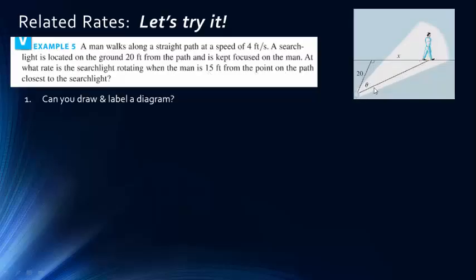And it's asking what rate is the searchlight rotating? Well, that's an angular measure, so we're going to have to use some trig here, okay? So we're given this value, we're given this value, so what do I know about opposite and adjacent? Which trig function deals with opposite and adjacent? Notice we don't have the hypotenuse, although we could find it, but that's also going to be changing at all times.